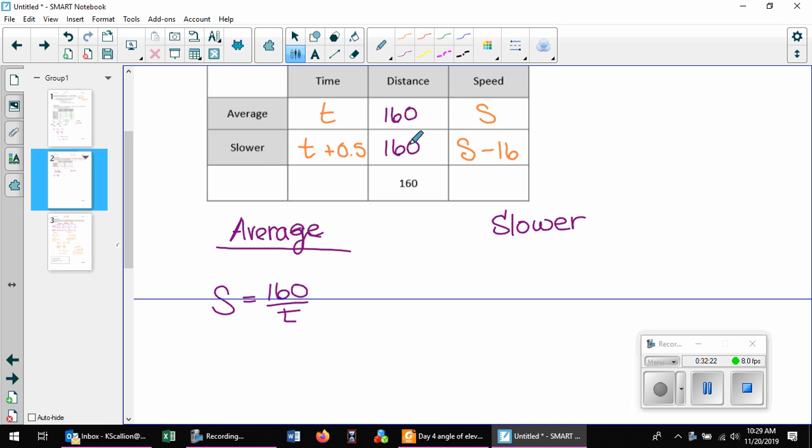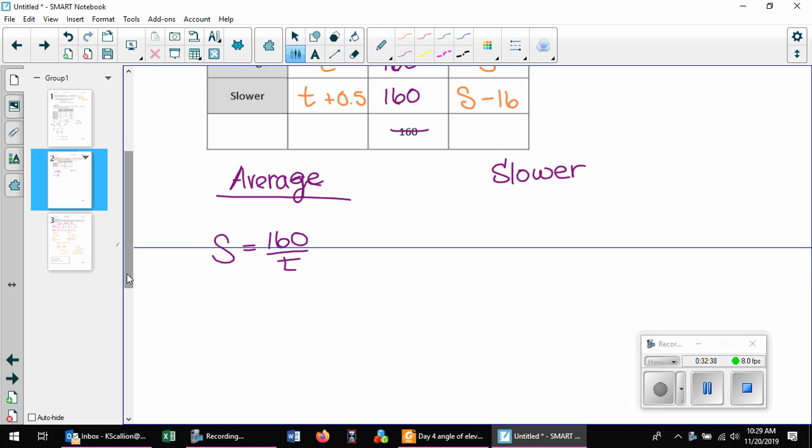Yeah, if we were to add them together, it's still the same distance. It's still slower by 50 kilometers. It doesn't matter. The distance is still going to be the same. Okay, so slower is going to be S minus 16 equals 160 over.